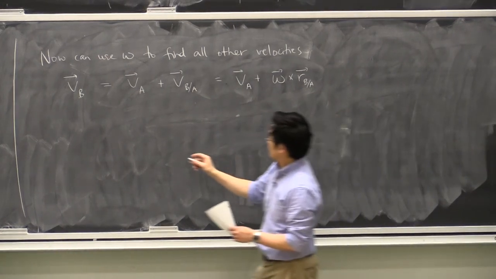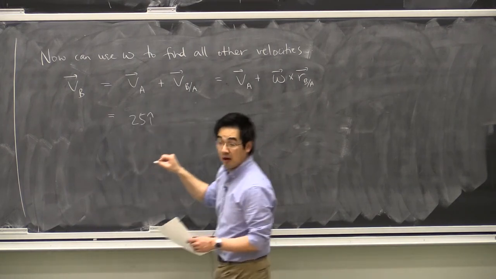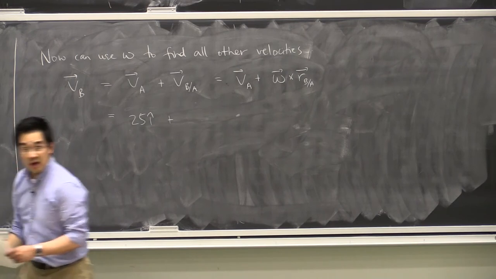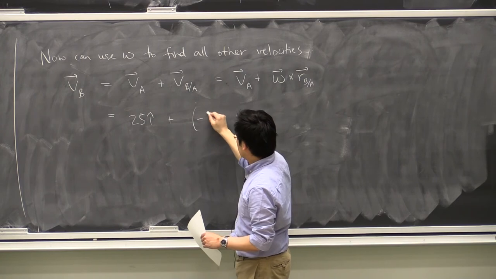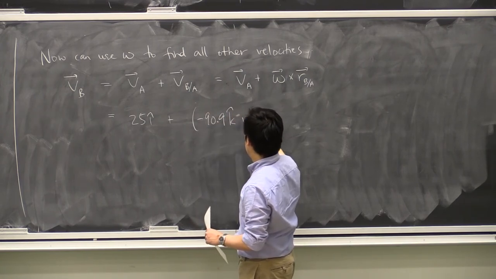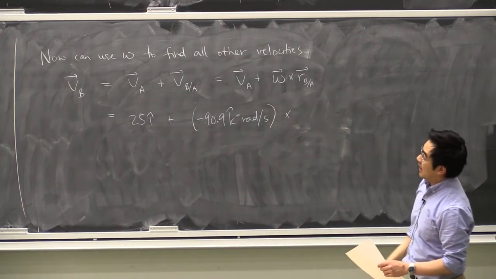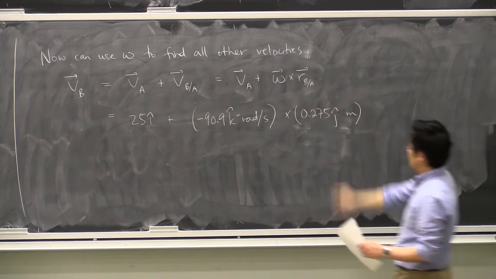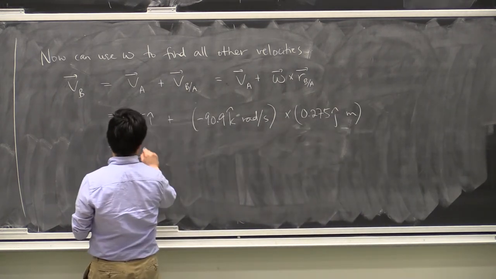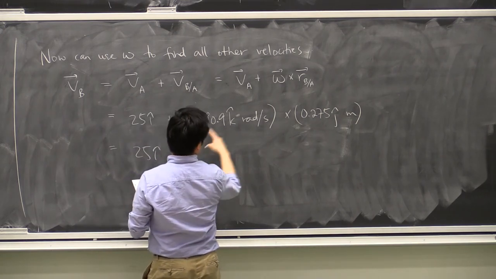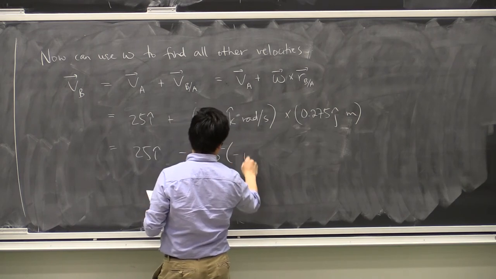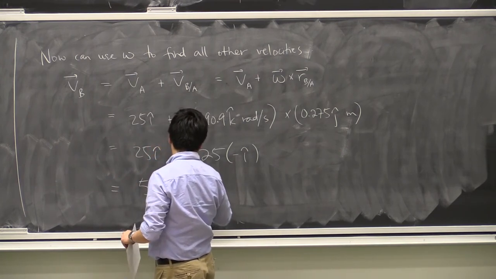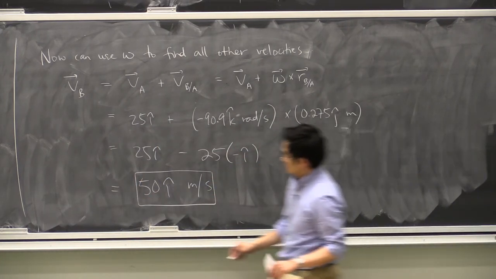And now I know every one of these things. So I can write this as 25i. I can add that to my omega that I just found. By the way, it's 90.9, and it looks like the wheel is going clockwise, right? So this has to be negative 90.9k radians per second cross with my RBA. So an arrow that goes straight up and looks to me like it's 0.275j meters. So that should be 25i. And that multiplied by that is minus 25, but k cross j is negative i. Okay, and so this becomes positive 50i meters per second. Okay, this is VB.